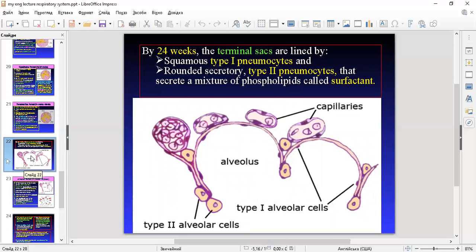By 24 weeks, the terminal sacs are lined by squamous type 1 pneumocytes and rounded secretory type 2 pneumocytes that secrete a mixture of phospholipids called surfactant.